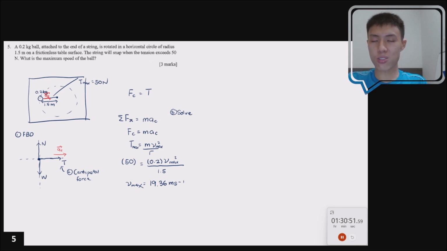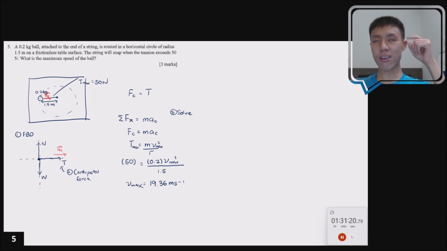Centripetal force, again, I just want to emphasize, is not a new kind of force. It's just the net force in that particular dimension where the circular motion is happening. If your circular motion is happening here, then your net force in this left-right direction will be your centripetal force. If your object is moving in this direction, then the net force in this up-down direction will be your centripetal force.